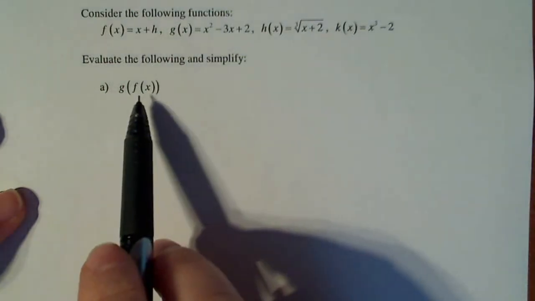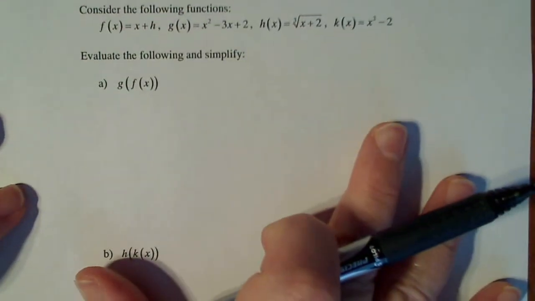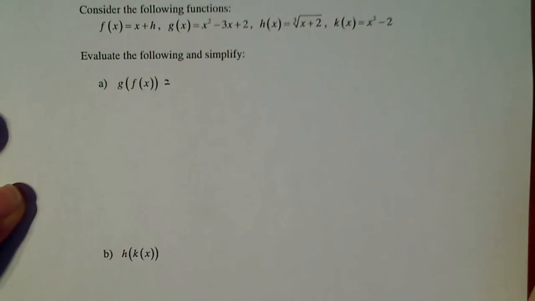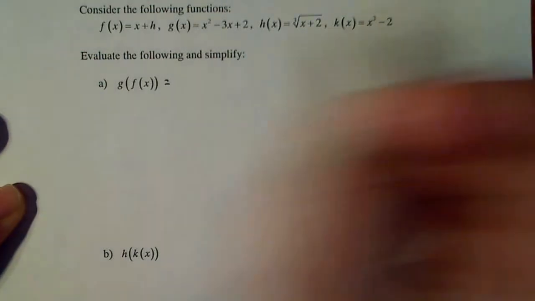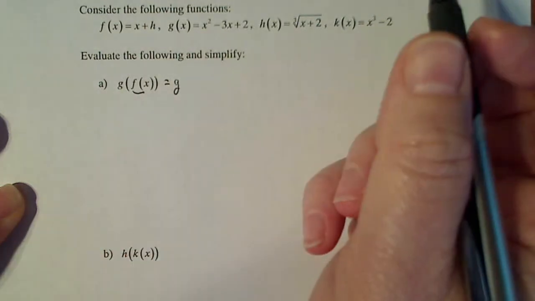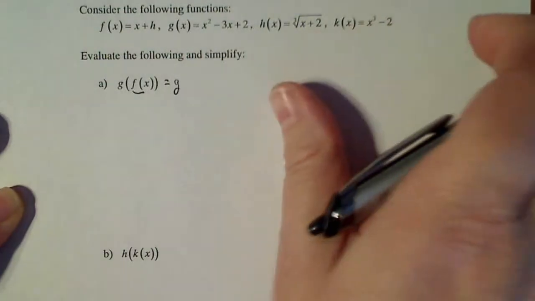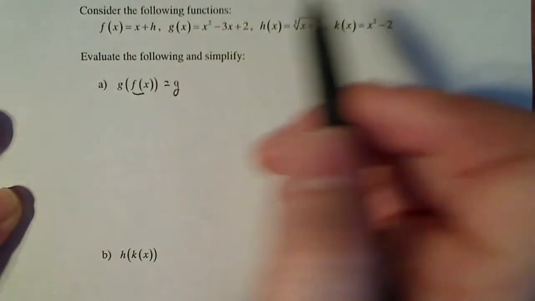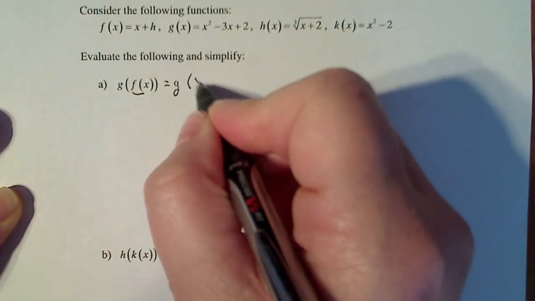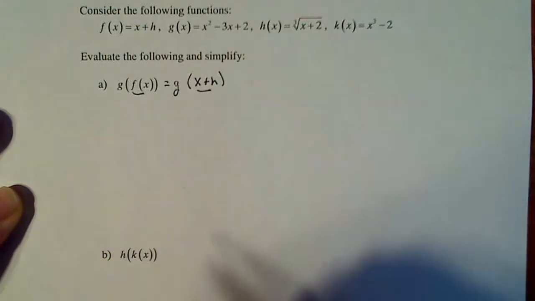So I'm going to do this algebra composition. It says evaluate the following and simplify. So the idea behind this doesn't change. This is a composition, so I want to work with the inside first. Now I can't find an actual value for f of x, a number like I could in previous problems, because f of x is an actual function. But knowing that f of x equals x plus h, I can replace f of x with x plus h. I just stick it right in there.